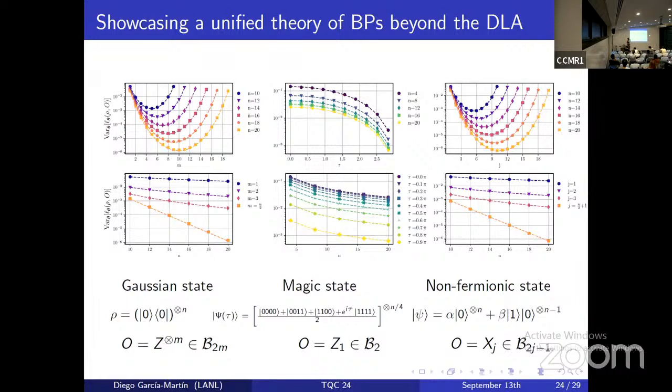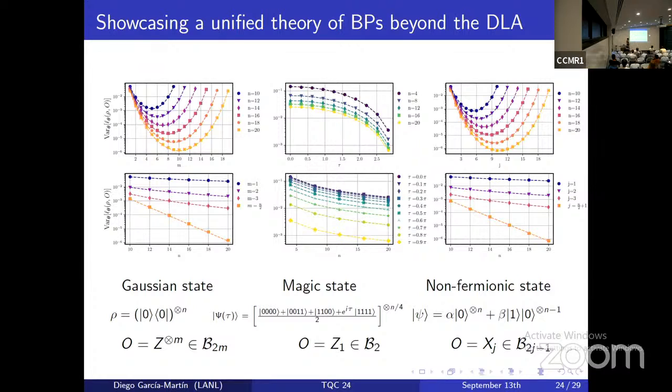This, as I was saying before, is why some previous analyses are not true in general, and we can see it here. On the right, it looks like the same plot, but it is not. Then we have some non-fermionic state, and we are measuring the operator xj, a single qubit x Pauli operator. It belongs to B2j minus 1. So again, if j is constant, then we don't have a Barren plateau. But if j scales with n, so say you're measuring x at the middle qubit, then you're going to have a Barren plateau. So here we have the opposite. We have a completely local observable that nonetheless has a Barren plateau.